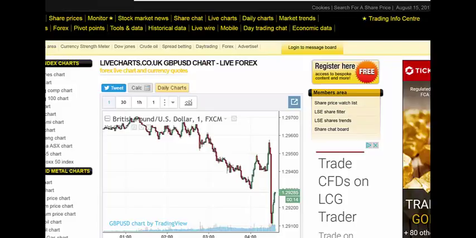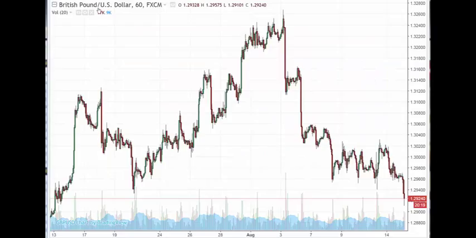Video, and it's Tuesday the 15th of August, and we'll start with pound dollar this morning. Right, this is the hourly chart. Some weeks ago I mentioned that it looked like we were seeing a wave 4 before wave 5 came in.